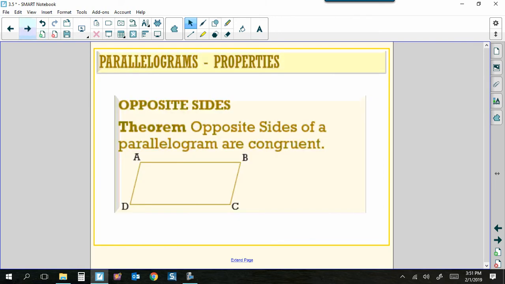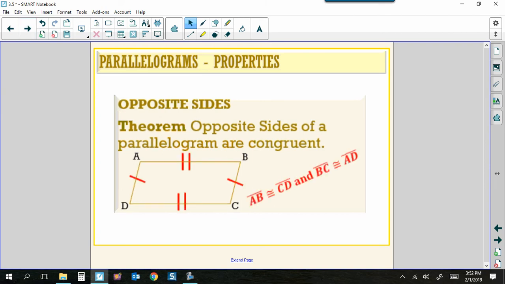Let's talk about the different properties that you're going to see when you have a parallelogram. The first is the opposite sides. Opposite sides of a parallelogram are congruent. Opposite sides are the sides not connected. So you can see that AB is not connected to DC, so therefore AB would be congruent to DC. Also, AD is not connected to BC, so they would be considered opposite sides, making them congruent if you have a parallelogram.